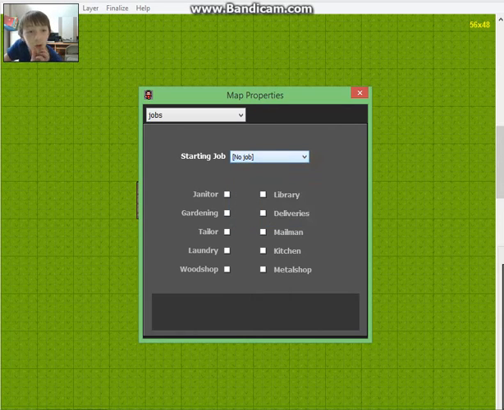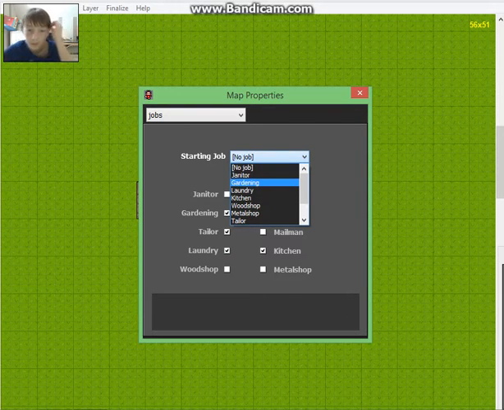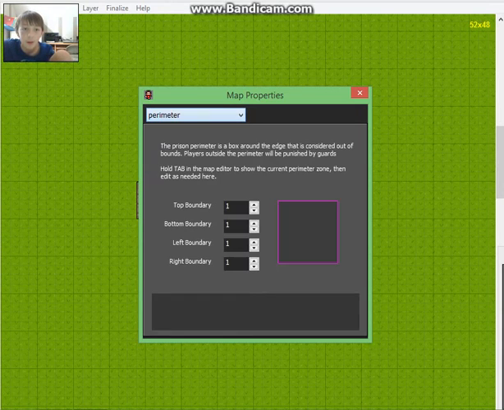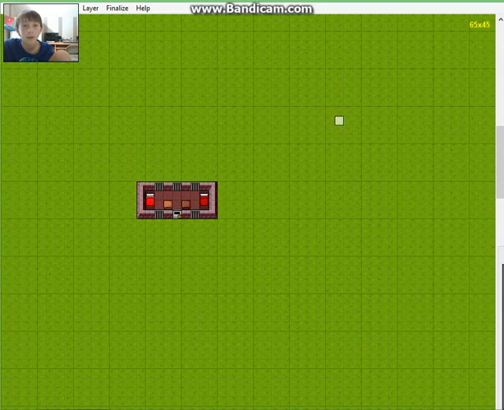So, you're going to start out with, well, the jobs that you can have are going to be janitor, gardener, and then there's going to be laundry, kitchen, and tailor. That seems good. And you start out with gardening, because that sucks. Perimeter, we'll work that out in the end.